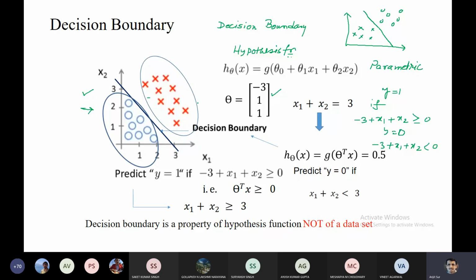But can it be possible to find some separator? Then the equation of this separator is: minus 3 plus x1 plus x2 is equal to 0. Better to say it is not here, it is equal to 0. So greater than 0, less than 0, equal to 0. What does this mean? x1 plus x2 is equal to 3. So this is the equation of your separator, and this separator is called our decision boundary.